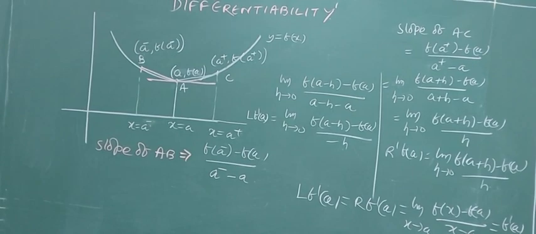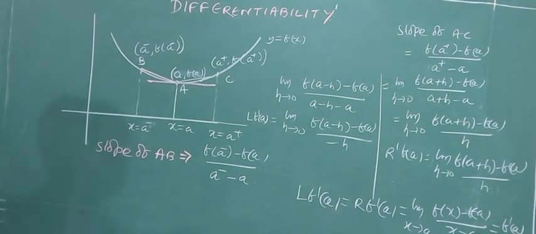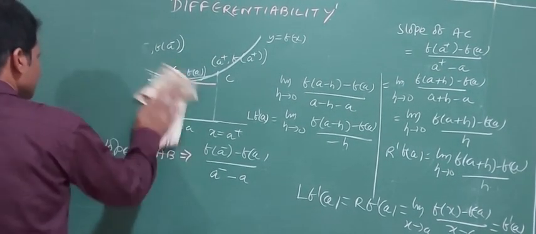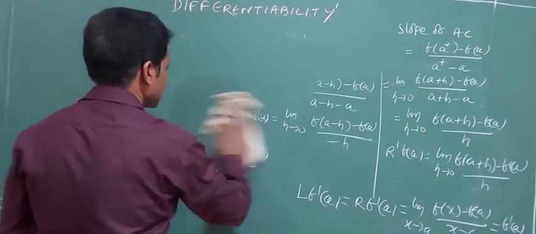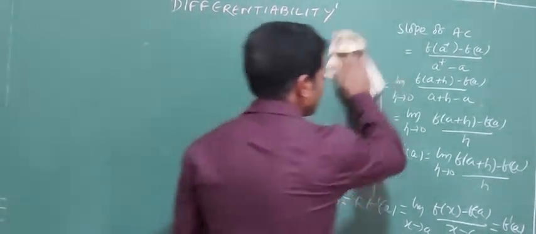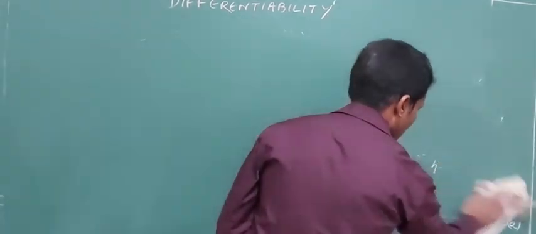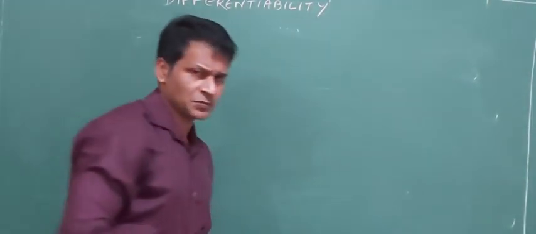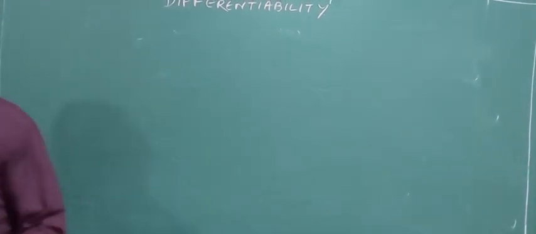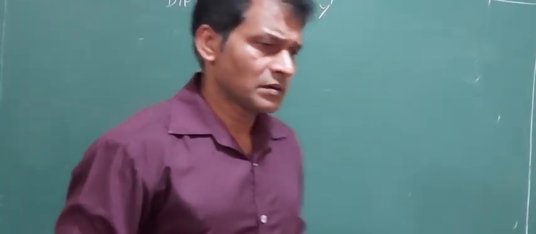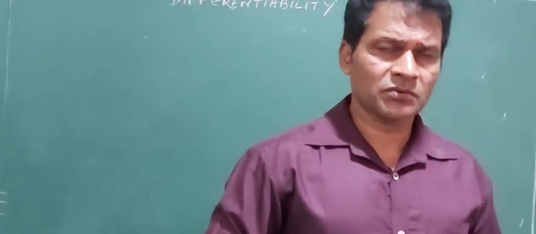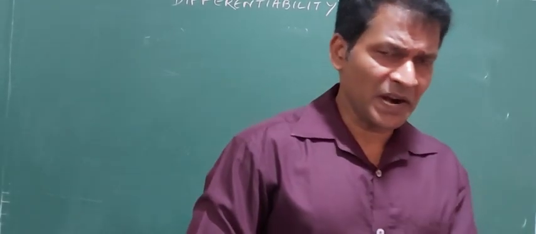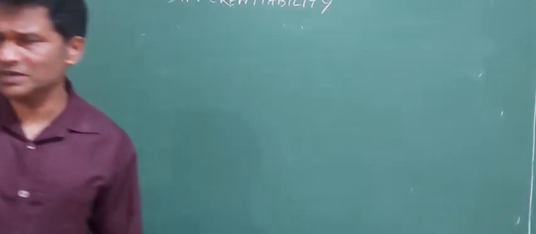Fine. The small theory is coming up. The functions which are differentiable are continuous, but the reverse may not be true. Once more I am repeating: the functions which are differentiable are continuous, but the reverse may not be true. It is clearly visible that when I am finding left derivative f dash a, I am finding f of a minus h, which is known as left-hand derivative.